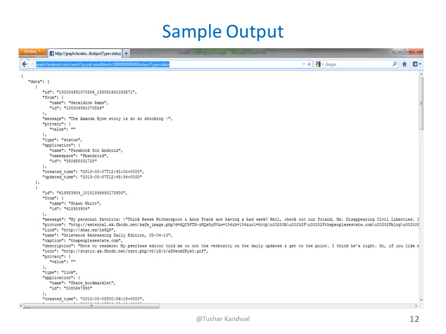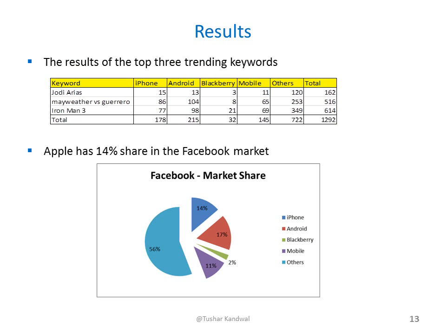Here is a sample output of one of the keywords that we used, Jodi Arias. This is basically giving us the data for all the status updates that had Jodi Arias in them. So here are the results of the top three trending words. The top three trending words that we used were Jodi Arias, Mayweather versus Guerrero fight, and Iron Man 3.